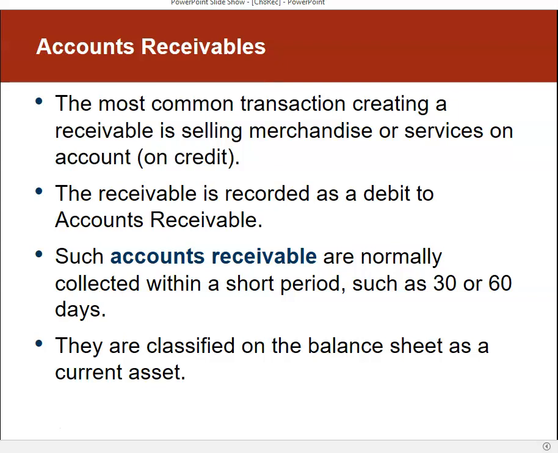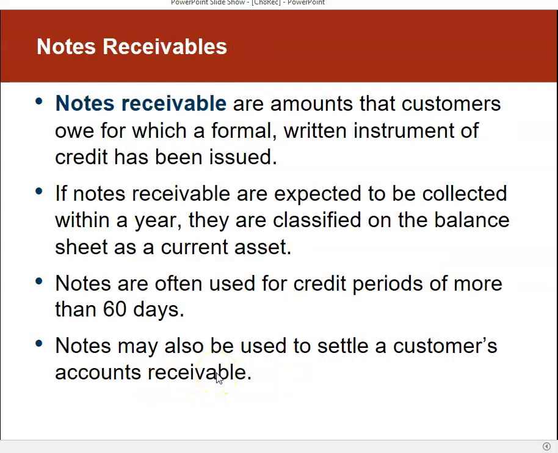Other information on your slide. Again, this should all be review. When an accounts receivable goes up, we debit that account because assets go up with a debit. Accounts receivable are collected in a short period of time. That makes sense because these are current assets, and your slide indicates that as well.